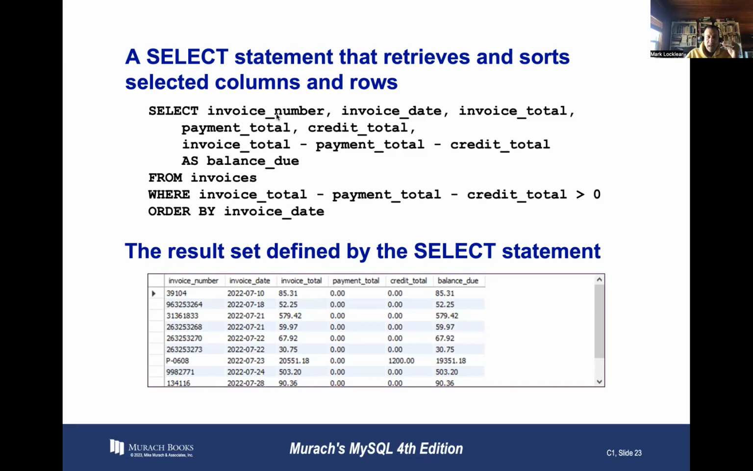If you thought of this like a programming language, if you have some programming background, those would be like keywords or programming commands that you can give. So in this case, we're going to select invoice number, invoice date, invoice total, payment total, credit total. This is all going to be from the invoices table. So notice this from statement. And then we're actually doing some math here. Notice invoice total minus payment total minus credit total as balance due.